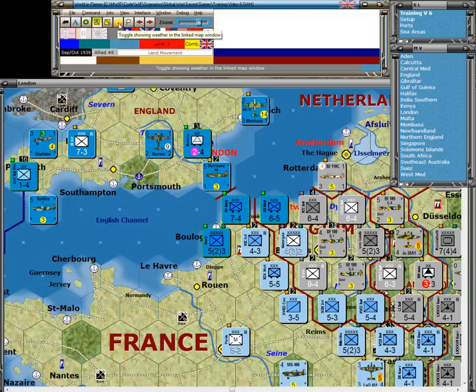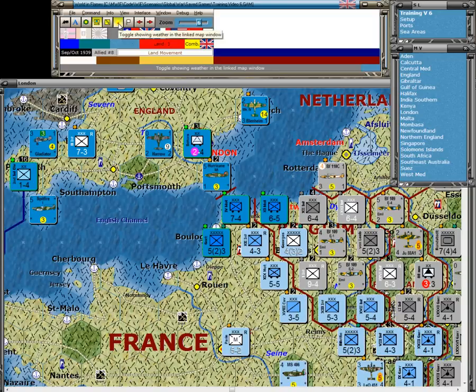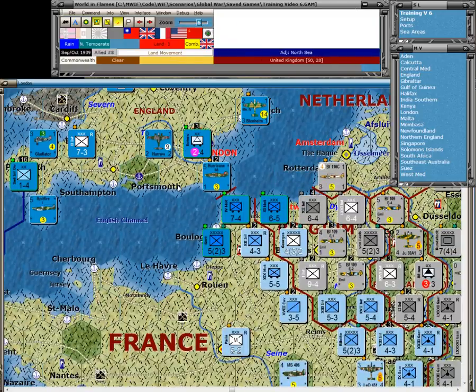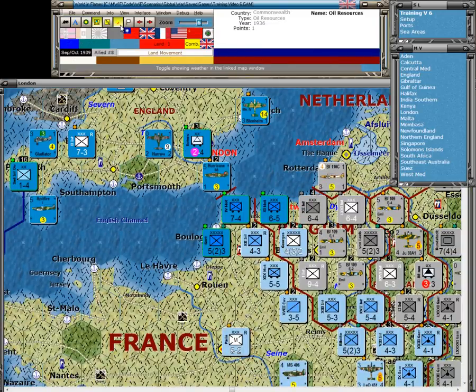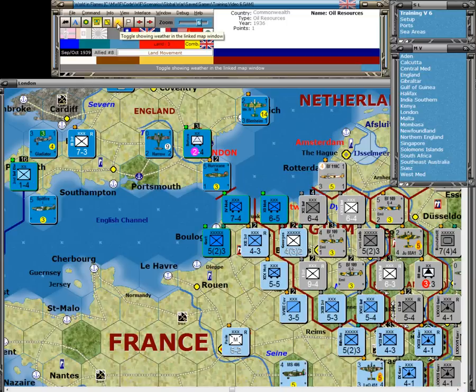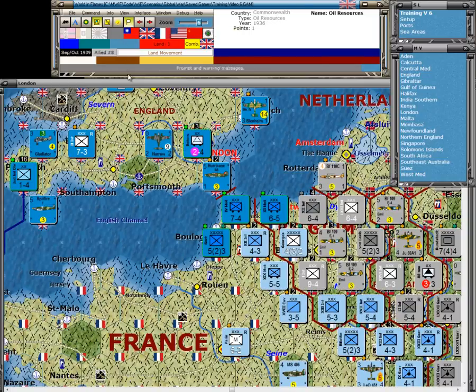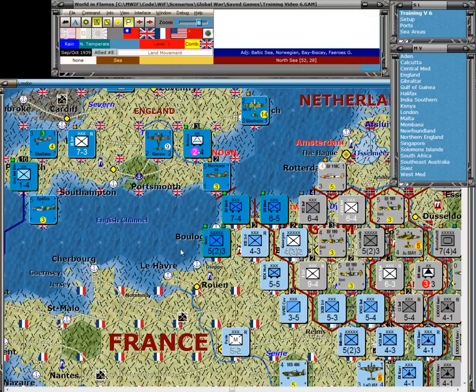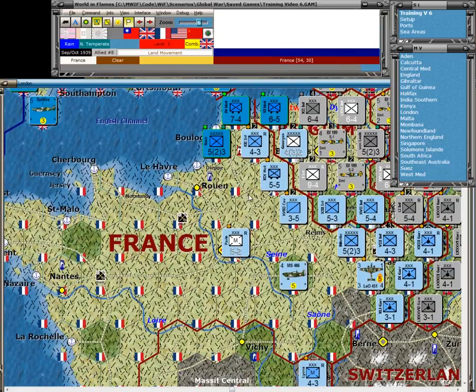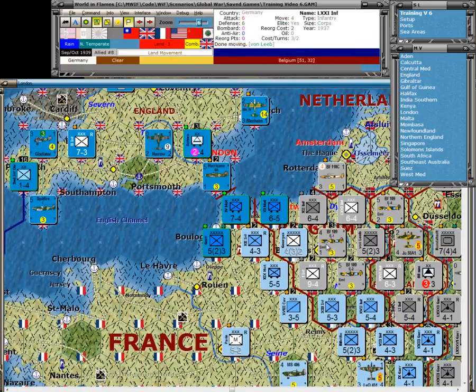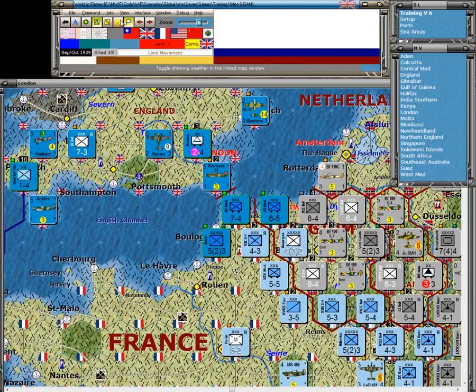The other items that you have are overlays for weather, and when I click on this, we can see that it's raining, and click on it again and it removes that overlay. It's still raining, but you just don't have the weather overlay being displayed. Let's leave the weather overlay on. The flag shows you who controls each hex. So this brings up the Commonwealth flags in England because the Commonwealth controls those. France controls France. And I want to show you what's going on in here. So I'm going to turn off the weather overlays.